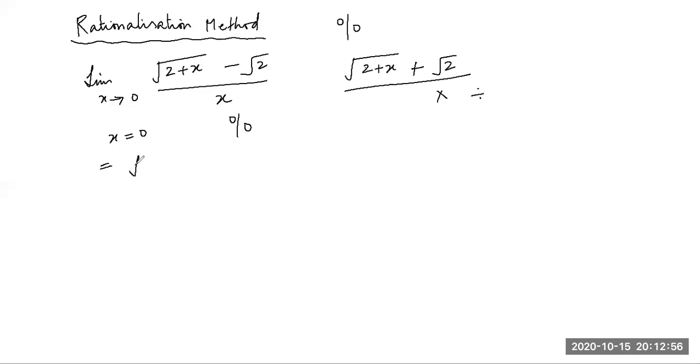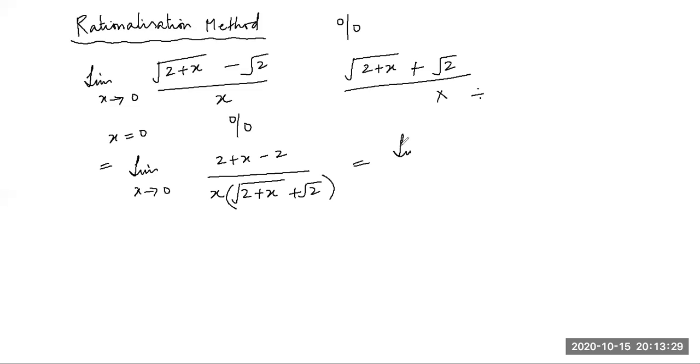So I get this is equal to limit x approaches 0. You just multiply and you get 2 plus x minus 2, because it becomes this whole square minus this whole square, as a minus b into a plus b. So this minus this. Am I right? So it will be x into the same root of 2 plus x plus root 2. So this is equal to limit x approaches 0; the 2 cancels with 2, x cancels with x, right? So it will be 1 divided by root of 2 plus x plus root 2. So the limit is possible. Put x is equal to 0. So what do you get? This is equal to root 2 plus root 2, that is 2 root 2. That is your answer.